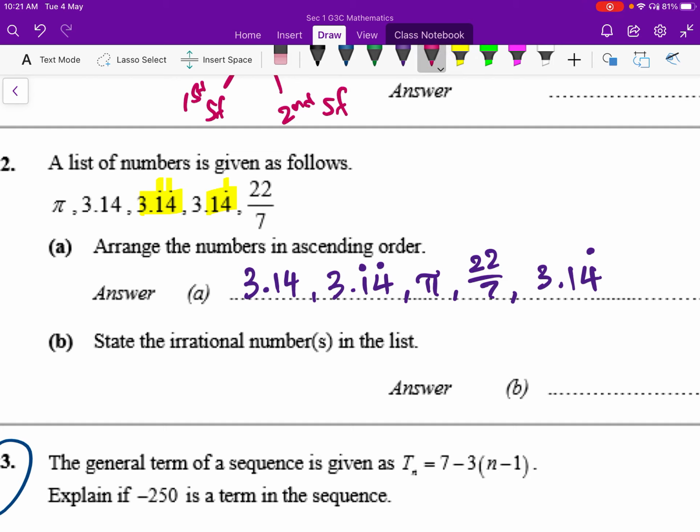Hello, this is obviously a fraction, right? So it's rational already lah. Okay, give me 22 over 7. 3.14 is rational also. It can be written as a fraction. The only irrational number over here is pi.